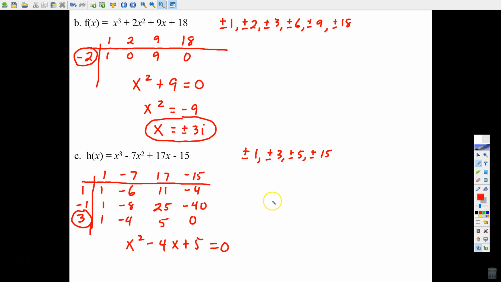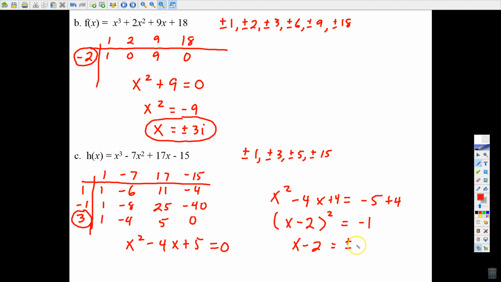It doesn't factor, so once again, I think I'm going to complete the square just because some people need to see this. I'm going to move the 5 over. X minus 2 quantity squared. So let's add 4 to both sides. Negative 1, square root of both sides. The square root of negative 1 is i, plus minus. And now we're going to add 2 to both sides. 2 plus minus i. Okay, so that represents 2 of the solutions, 2 plus i and 2 minus i, to go along with the real number 3. Okay, so hopefully that's good on the cubic.